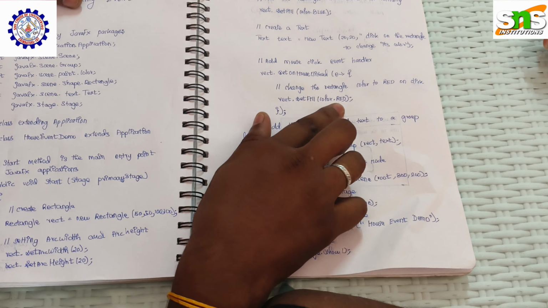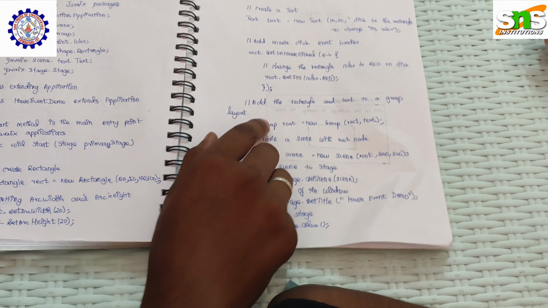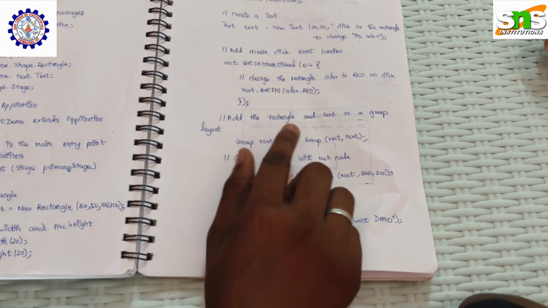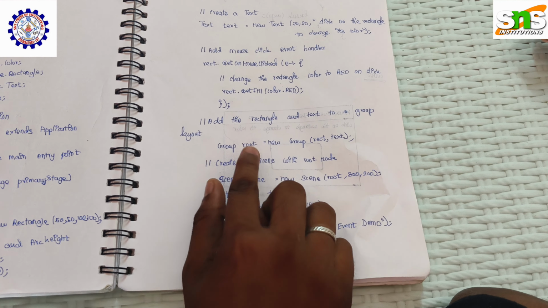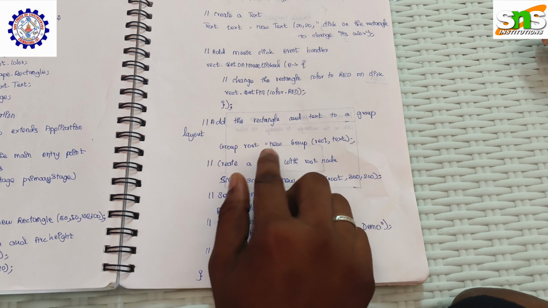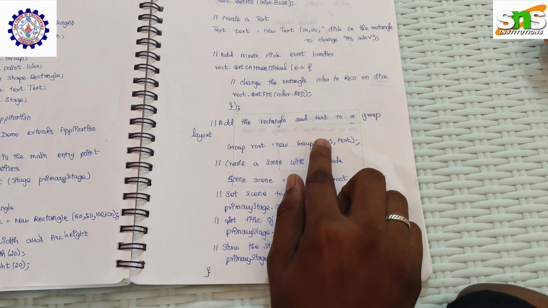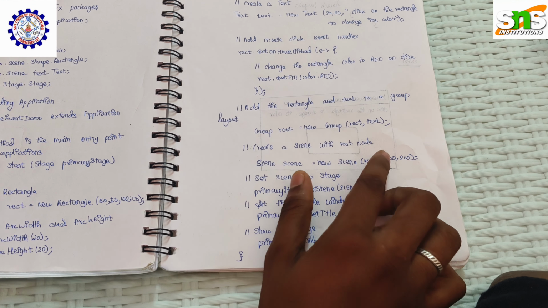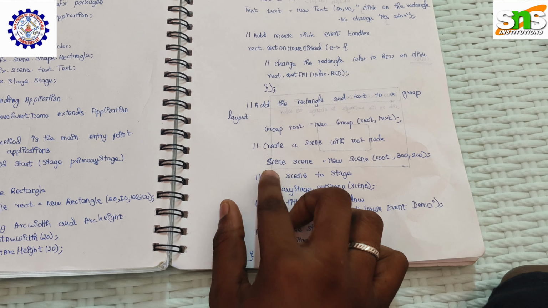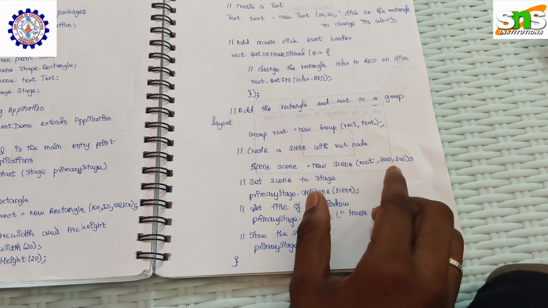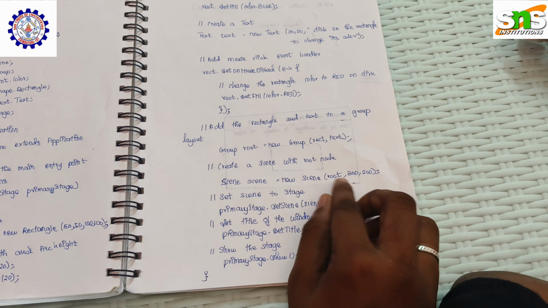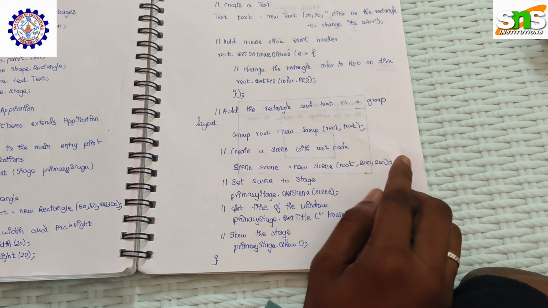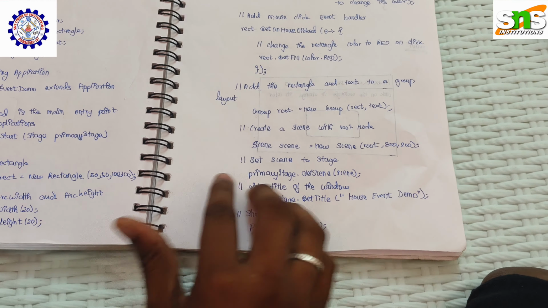So we set the fill color to red. After that, we are grouping the rectangle and text by using the Group class, root. We are creating root as an object of that, and grouping the rectangle and the text. Next to that, we create a scene with the root. By using the Scene class with the object scene, we are setting the scene with 300 as the width and 200 as the length.